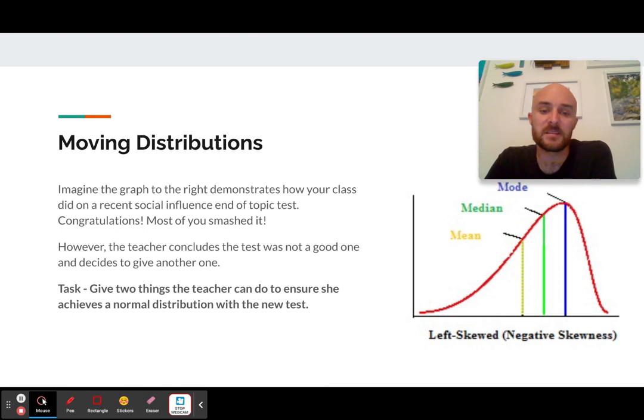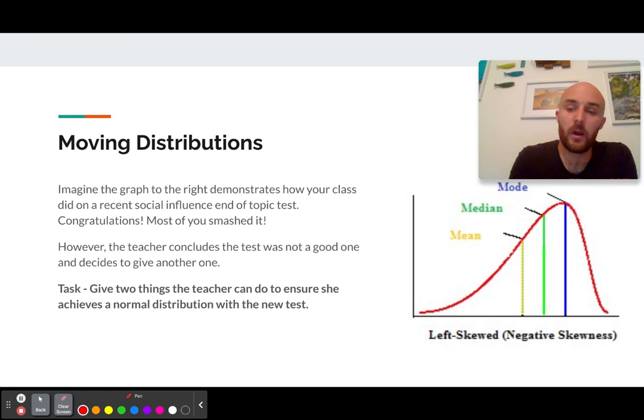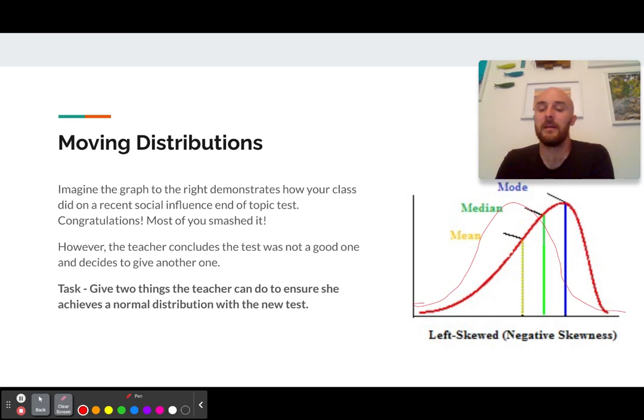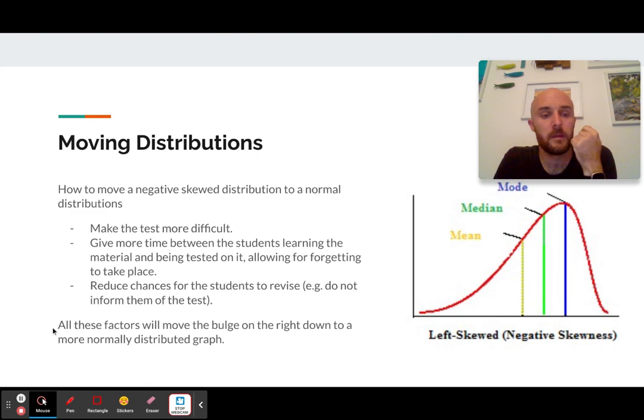Give 2 things the teacher can do to ensure she achieves a normal distribution, getting this graph to move slightly over to the left, so it's more like this. How can you move that graph further down? And you would give the suggestions that I've just told you. She doesn't tell the students there's a test. She makes the test a bit harder, for example, and so on and so forth. And there are some suggestions just there as well.